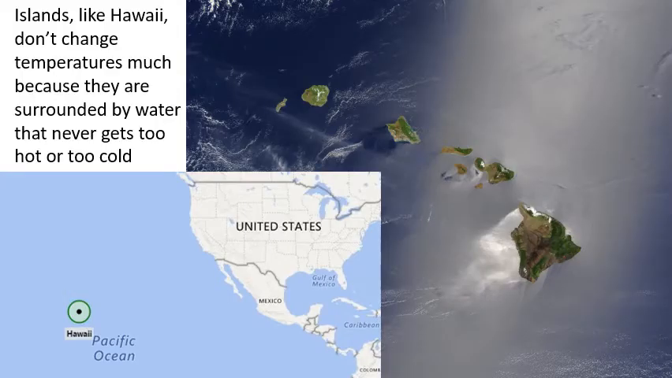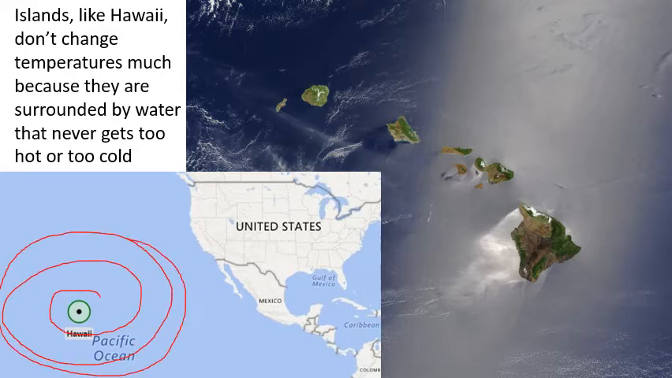Now, islands like Hawaii really don't change temperature that much, because look at Hawaii. It is surrounded by a bunch of water. There's very little land and lots of water. Well, water doesn't heat up and cool down very easily. That means Hawaii doesn't heat up and cool down very easily, which means it never gets really hot and it never gets really cold in the state of Hawaii.